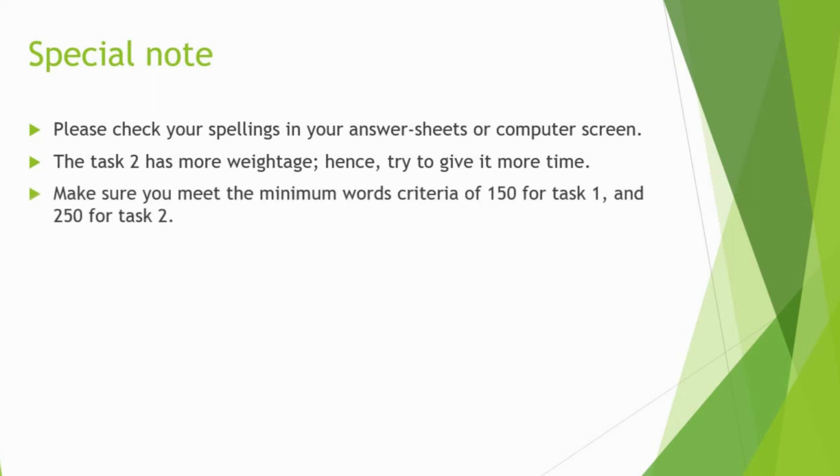The third thing to keep in mind is the minimum word criteria. You should at least write 150 words for task 1 and 250 words for task 2. There is no penalty for exceeding the word limit, but if you don't meet the minimum word limit, then your marks get affected for sure. The fourth point to consider while writing is that you should only write on the relevant topic and not on irrelevant things. I hope you understand that.